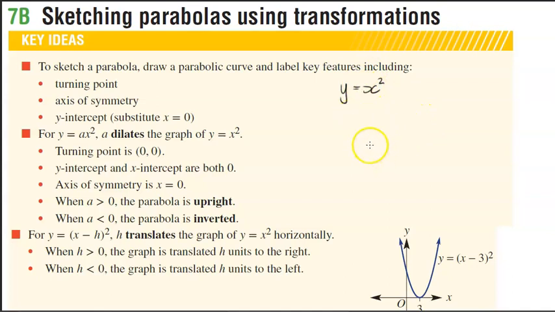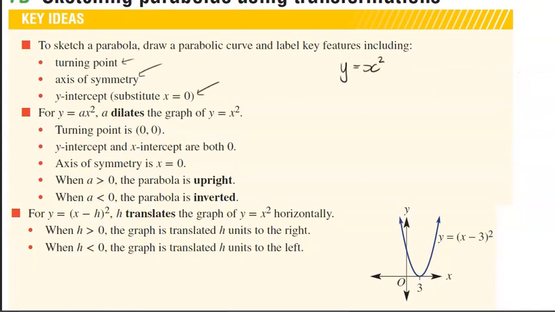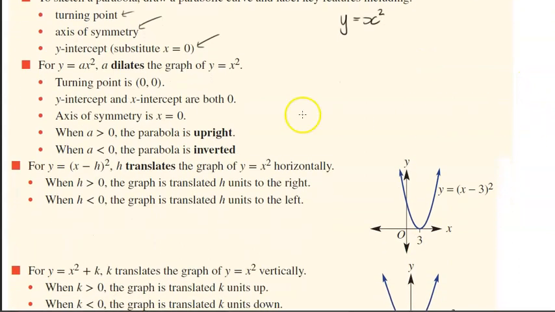So we're going to be looking into drawing parabolic curves by stating the turning point, the axis of symmetry, and where the y-intercept is. We'll break down the different types of changes that you can make on the generic y equals x squared graph. For y equals ax squared, the letter a, the coefficient of x squared, dilates the graph.